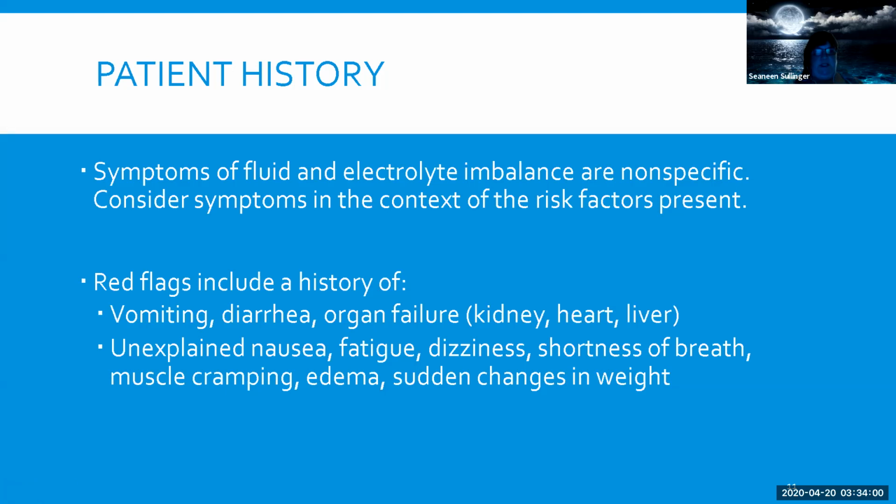When taking the patient history, you want to be looking for symptoms of fluid and electrolyte imbalance, which are often hidden, not seen, very nonspecific. So you wouldn't necessarily ask the patient, how is your fluid and electrolyte imbalance lately? Because they're not going to know what you're talking about. So going back to that vomiting and diarrhea, tell me about your urinary pattern. Tell me about your bowel movement pattern, how frequently, watery, formed. Have you had a history of any organ failure?